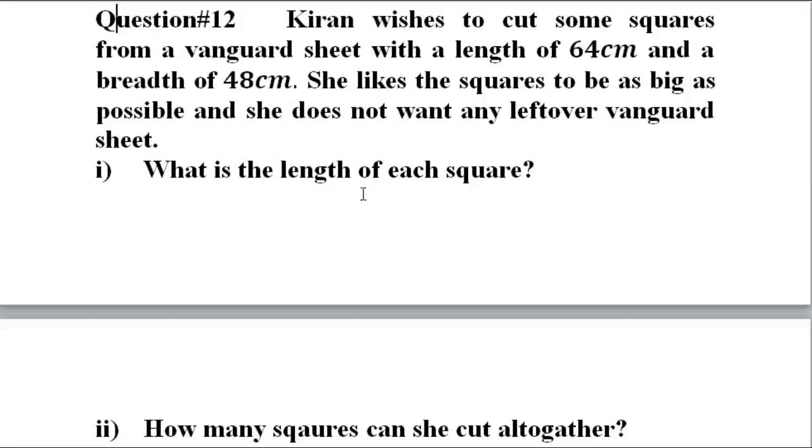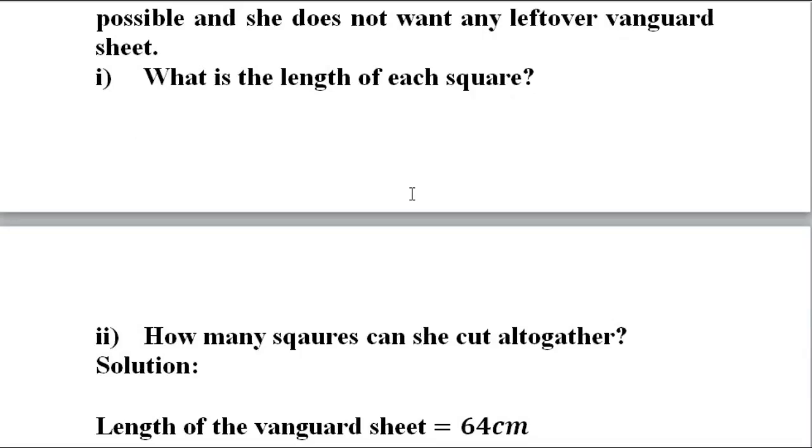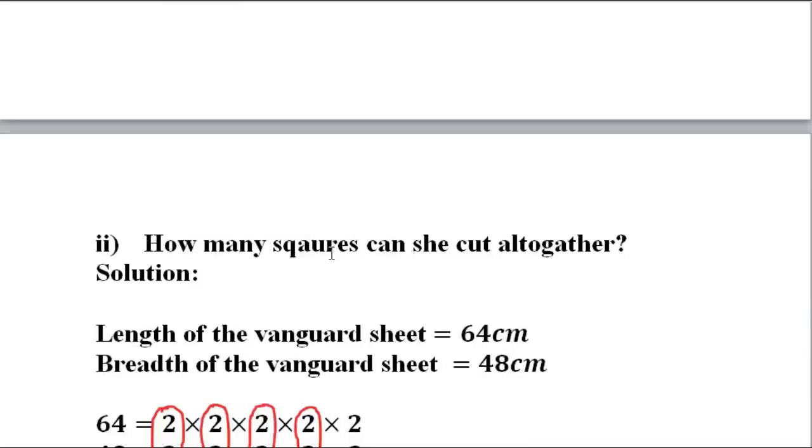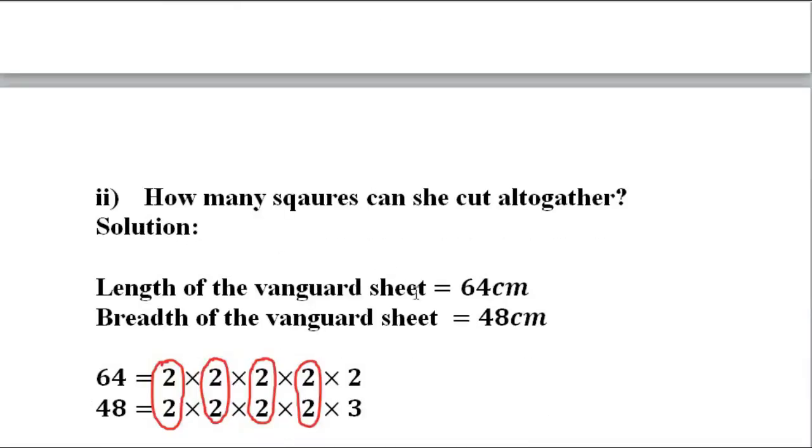Syllabus Mathematics Book 2, Exercise 1B, question number 12. Kiran wishes to cut some squares from a vanguard sheet with a length of 64 cm and a breadth of 48 cm. She likes the squares to be as big as possible and she does not want any leftover vanguard sheet. What is the length of each square and how many squares can she cut altogether?